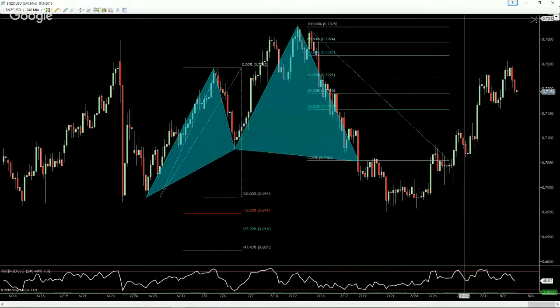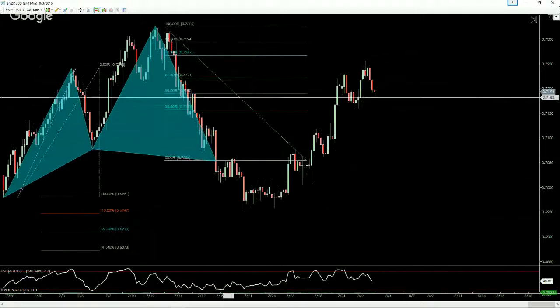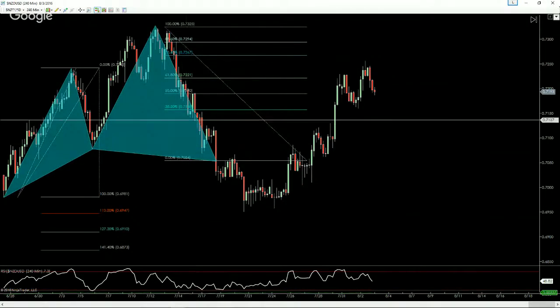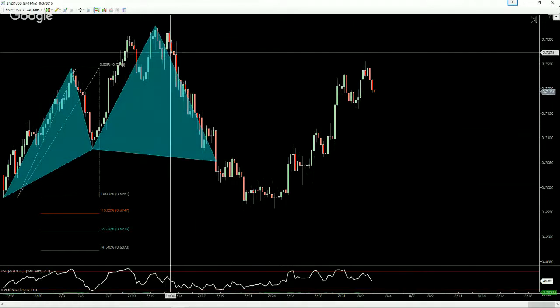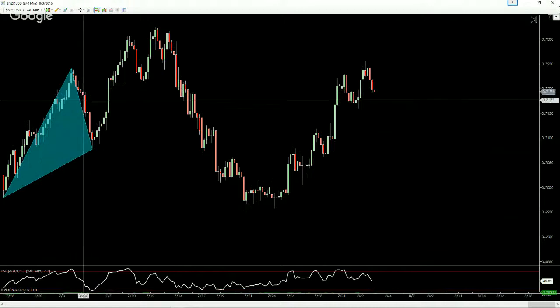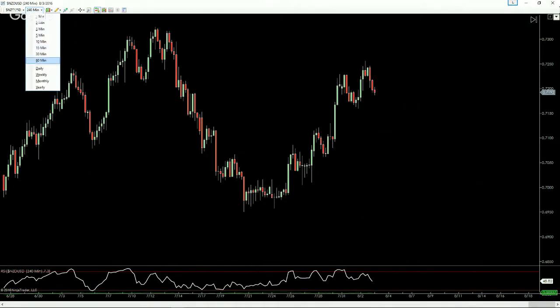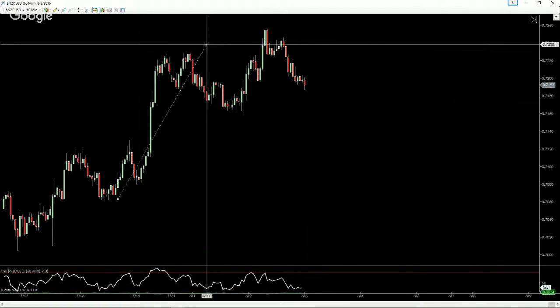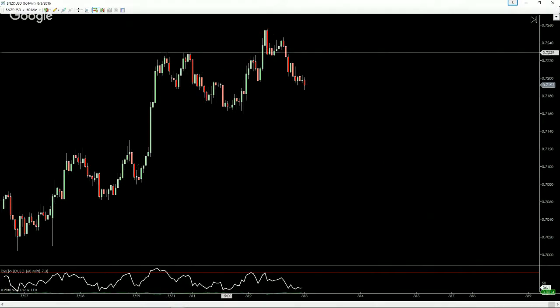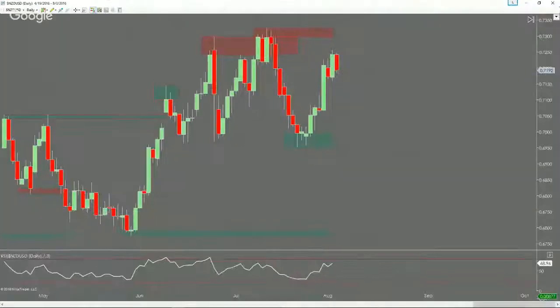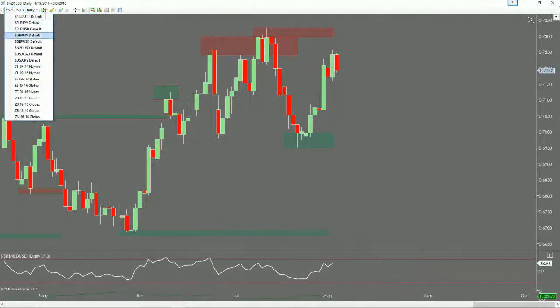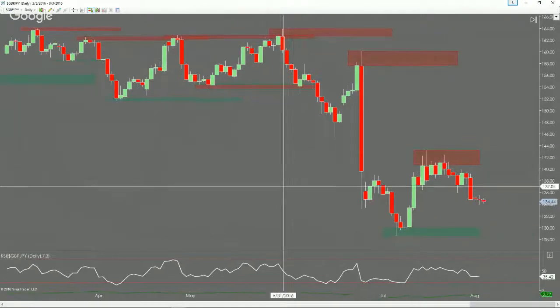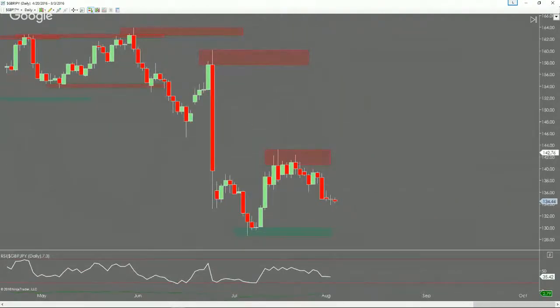Other than that, let's delete this. It doesn't want to delete, but there's nothing much here in the 240. And let's go to the 60. Nothing on the 60. So next one is pound yen. Pound yen, we're seeing about the same thing that we saw in the pound dollar, which is that range.